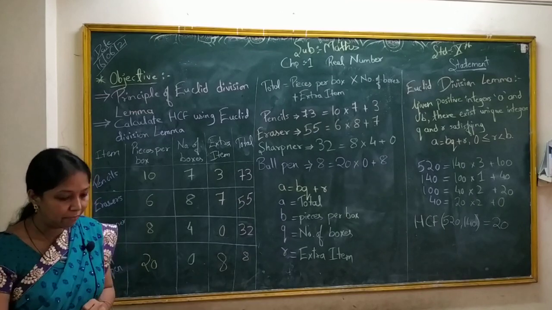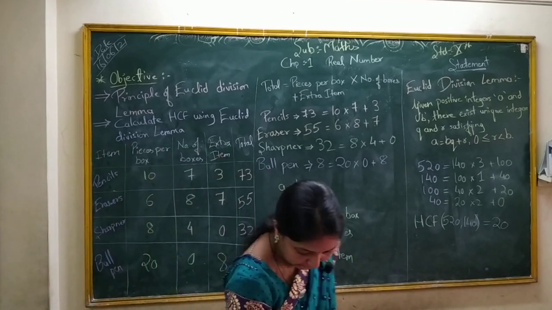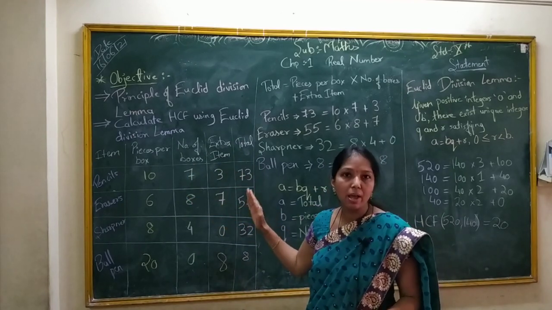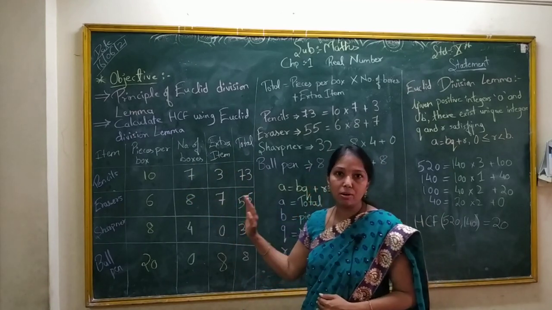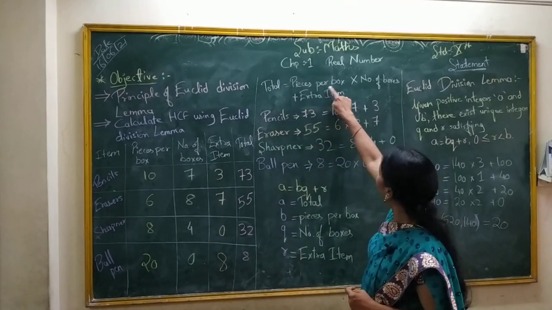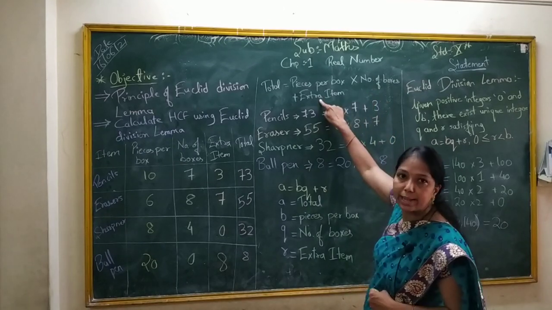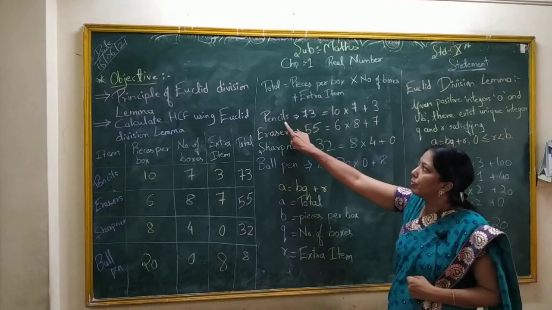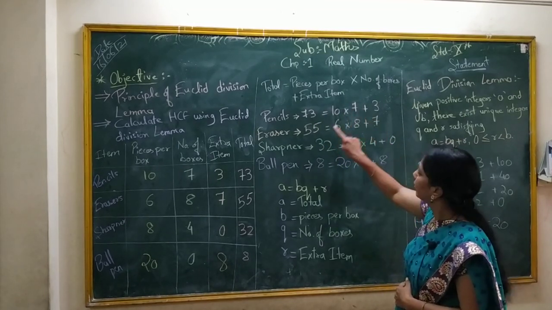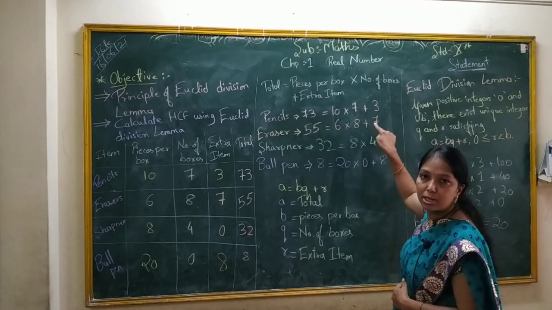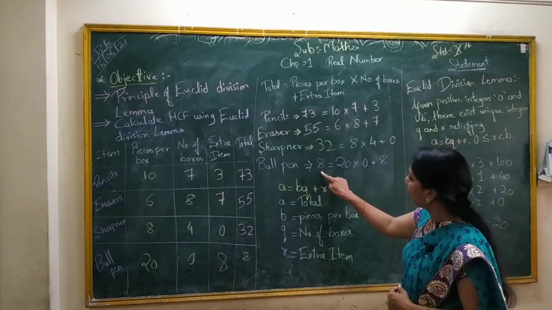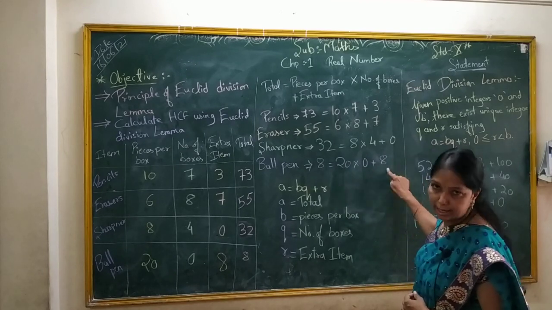Have you seen that if we look at each row, we will find a definite pattern through which we get the totals? The total is equal to pieces per box into number of boxes plus extra items. For example, 73 is equal to 10 into 7 plus 3. 55 is equal to 6 into 8 plus 7. 32 is equal to 8 into 4 plus 0, and 8 is equal to 20 into 0 plus 8.